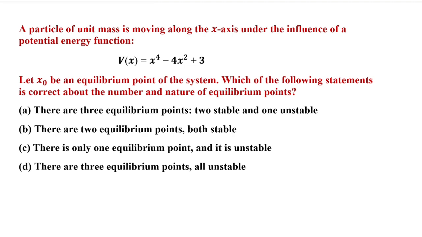Then we will go for the next problem. A particle of unit mass is moving along the x-axis under the influence of a potential energy function given by V of x is equal to x power 4 minus 4x square plus 3. Let x naught be an equilibrium point of the system. Which of the following statements is correct about the number and the nature of the equilibrium points? There are 3 equilibrium points, that means 2 stable and 1 unstable. In the B case, there are 2 equilibrium points, both are stable. And there is only 1 equilibrium point and it is unstable. There are 3 equilibrium points and all are unstable.